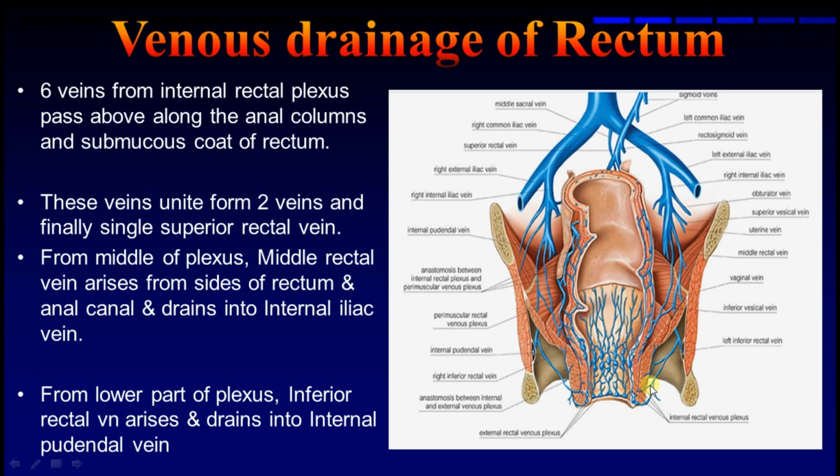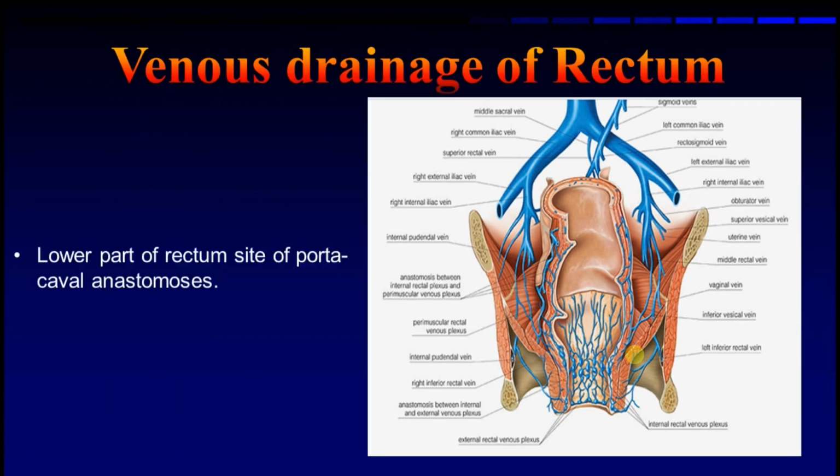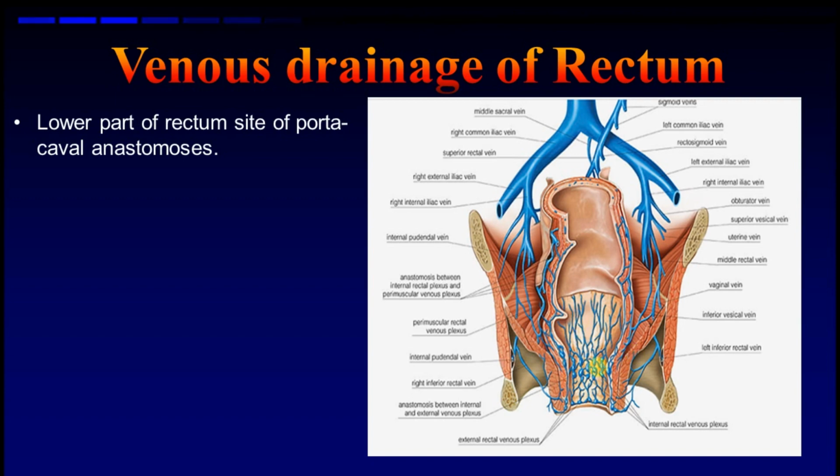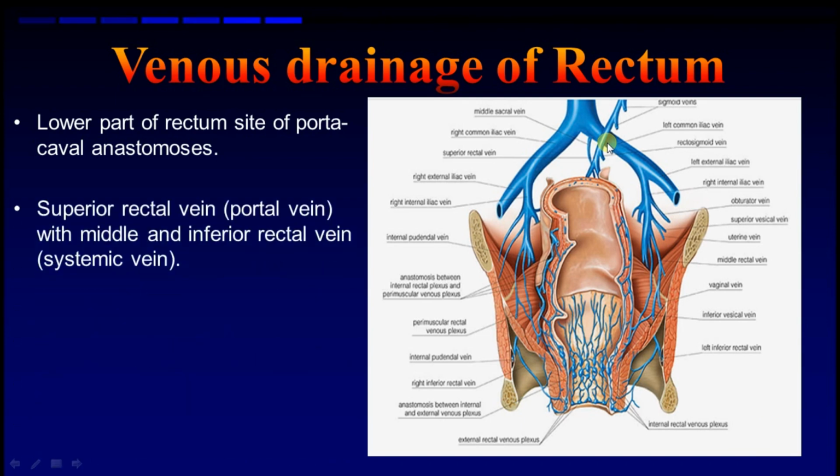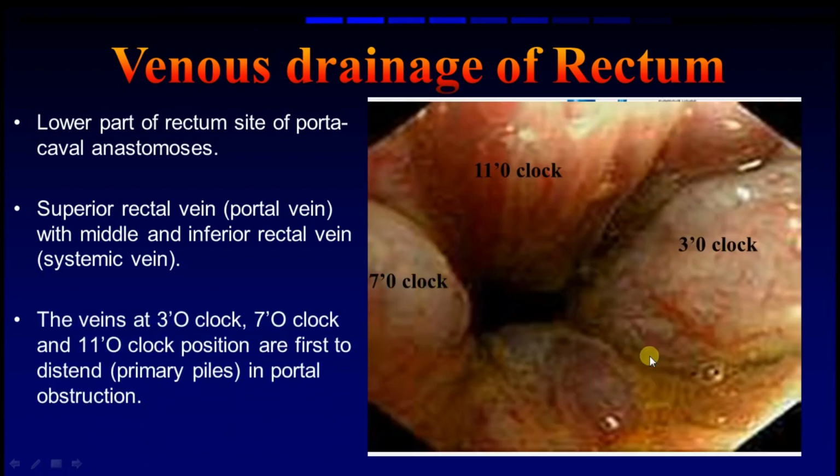So this internal rectal venous plexus, which is present in the lower part of the rectum, is a site of portosystemic anastomosis or portocaval anastomosis, because the superior rectal vein drains into the splenic vein, which is again draining into the portal vein, the portal system of veins. Middle and inferior rectal veins, which are draining into the internal iliac and internal pudendal veins, are actually part of the systemic veins.